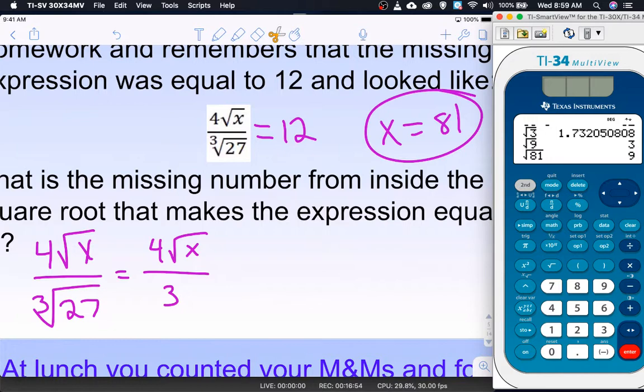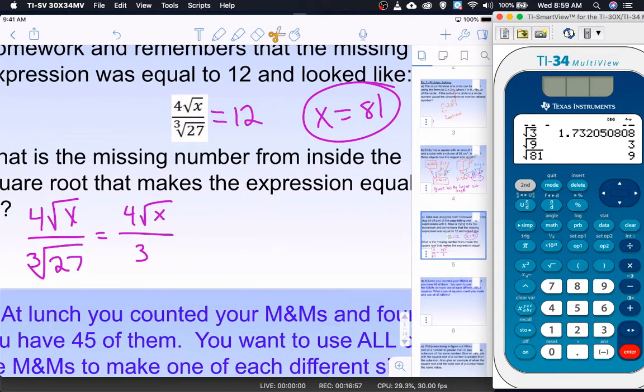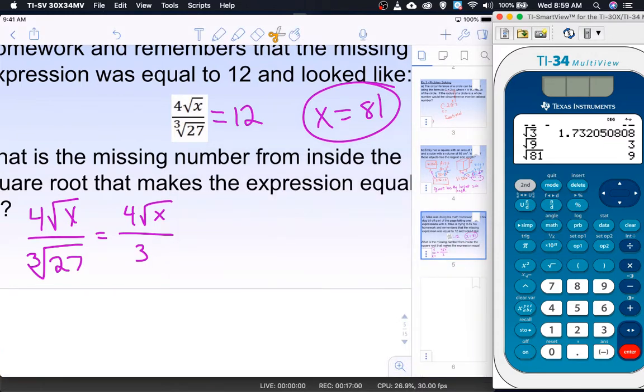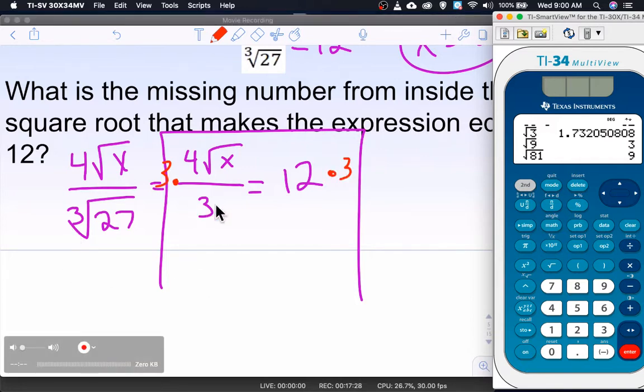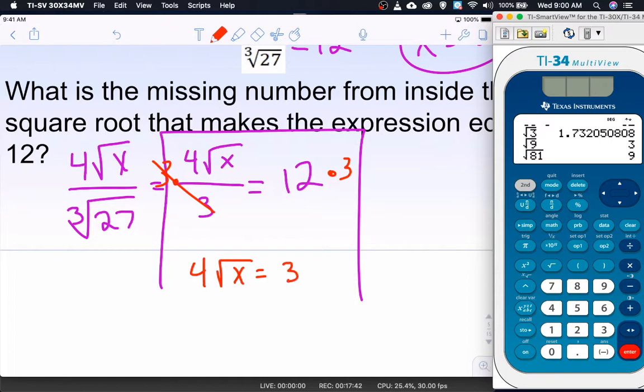But now I'm going to solve this equation. Let me make a new page here so I have space to work up and down. I'm going to solve this equation because we know this stuff equals 12. So things we would do, if you wanted to solve this equation, I would start by multiplying by 3 on both sides to cancel out this divide by 3. We are allowed to do that. The opposite of dividing by 3 is multiplying by 3. These cancel. I have 4 square roots of x equals 36.